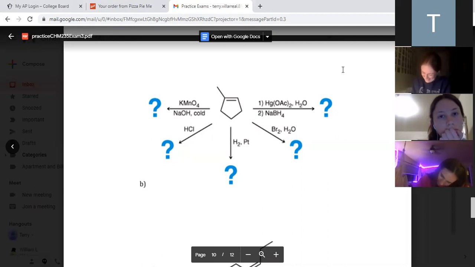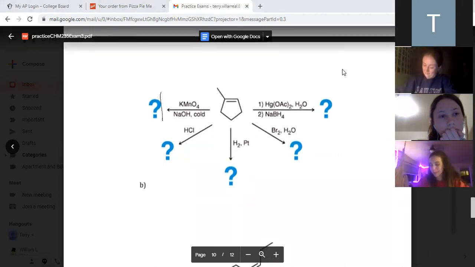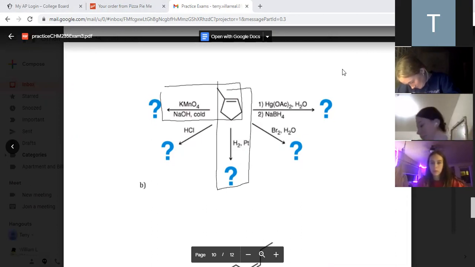But this is it. Whenever I have an alkene, make a flashcard that has this and just go through all of them and know what's going to happen. That's very useful. Does that make sense? Okay. This is just flashcard memorization. It's the best I have to offer.